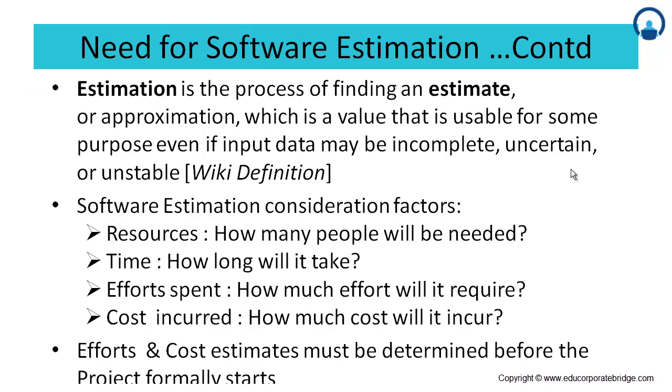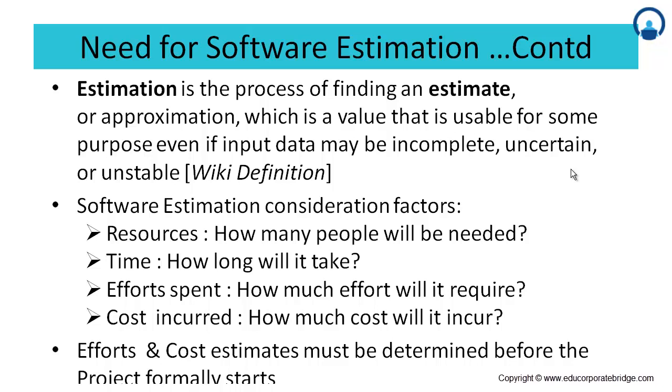So the wiki definition, as you can see, says estimation is the process of finding an estimate or approximation, which is a value that is usable for some purpose, even if input data may be incomplete, uncertain or unstable. To simplify this, what the definition is trying to say is that estimation or estimates is not an absolute number, rather it's a range or an approximation.